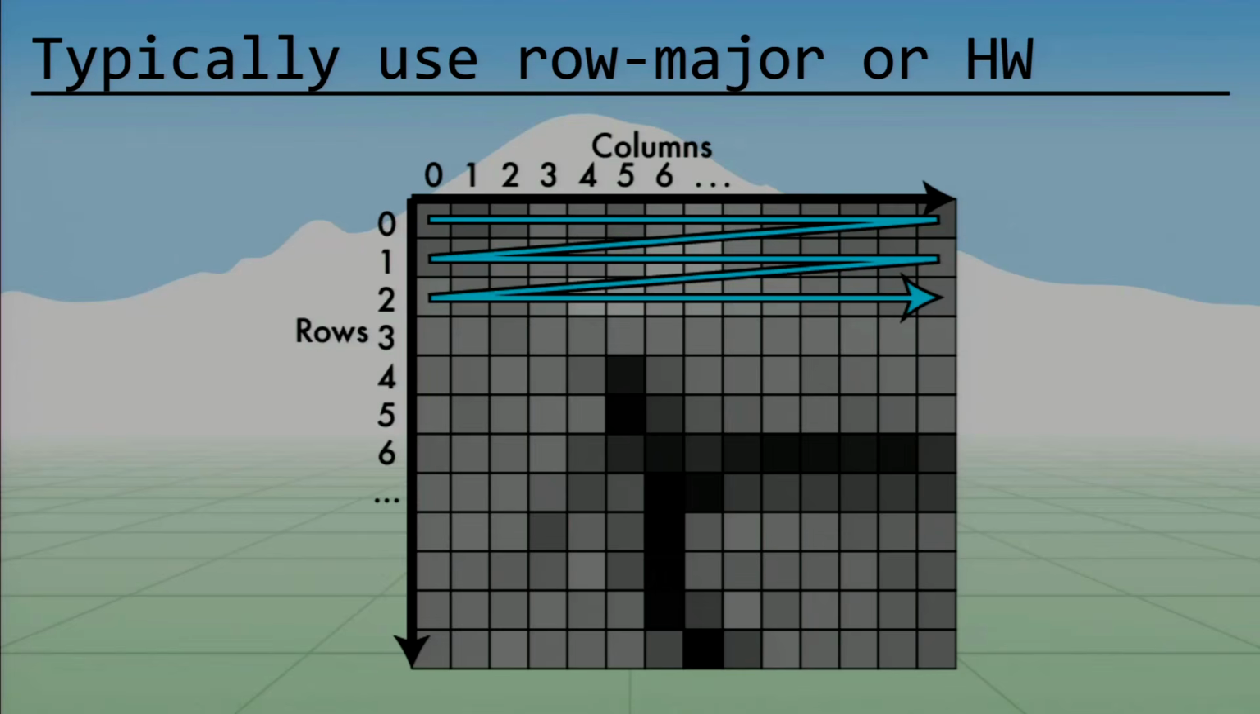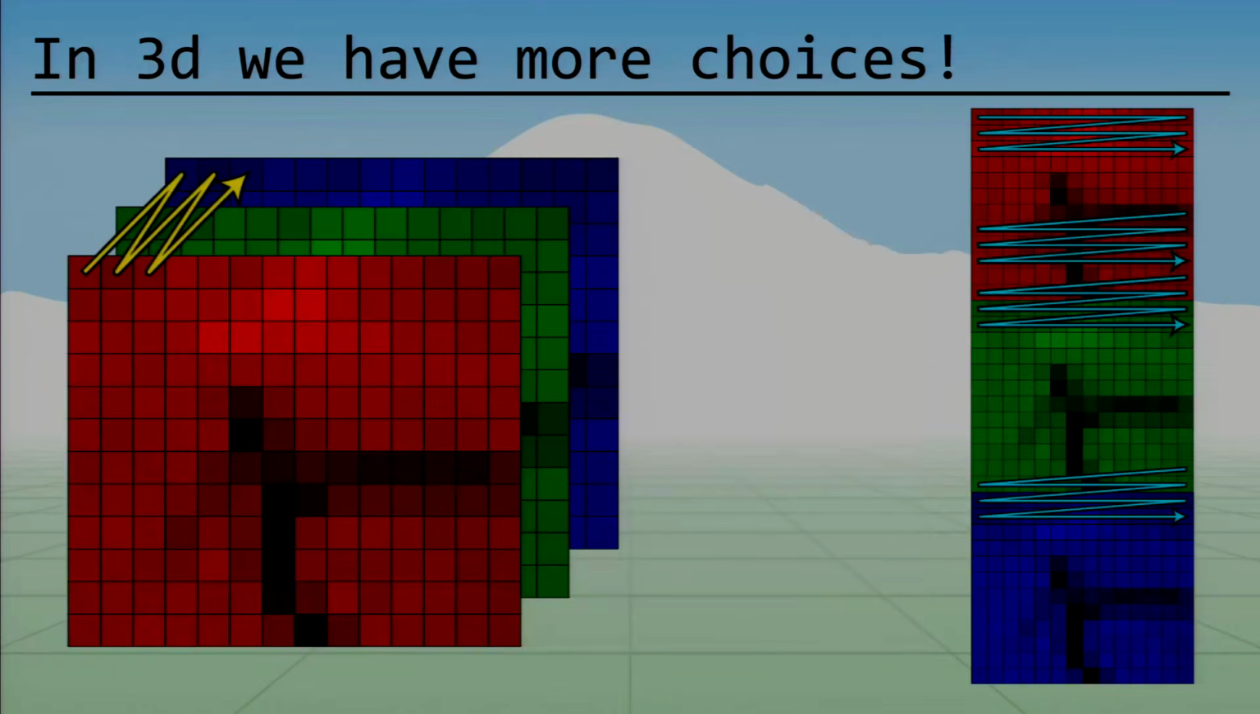We're going to be using row major for a lot of homework and stuff. This means that the first n pixels in your array are going to be the first row. They're going to be different columns in the first row, and then we're going to jump down to the second row and go through that whole row. Then we're going to jump to the third row, et cetera.